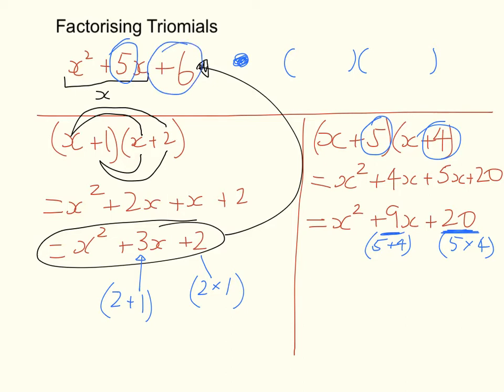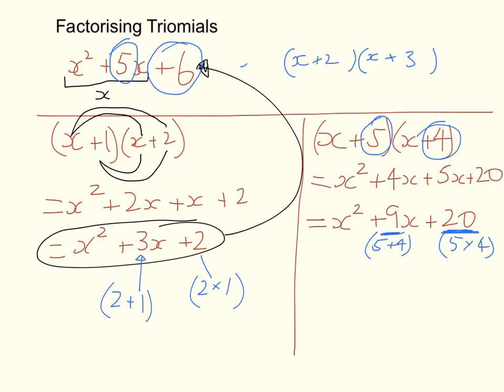So what are some numbers that multiply to give 6? Well, I could use 6 and 1, or I could use 3 and 2. Now, if we use 6 and 1, we're not going to get 6 plus 1 equals 5. We're going to get 7, so that would be incorrect. So that means that to write this in factored form, we have x plus 2 and x plus 3. That's how we write that expression in fully factored form.